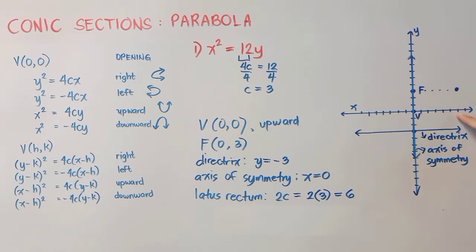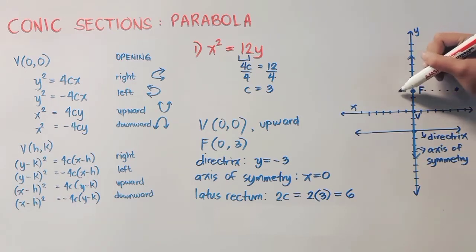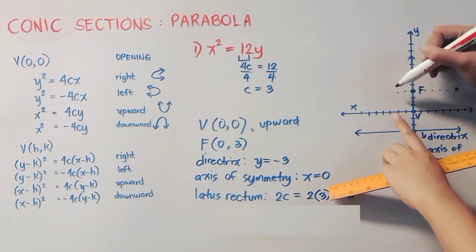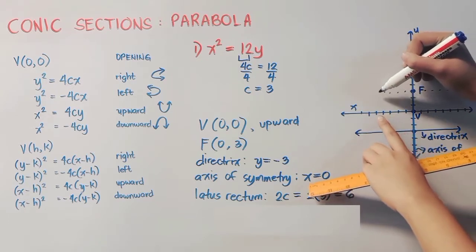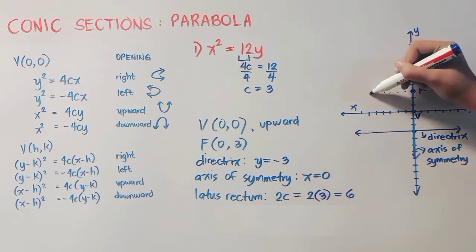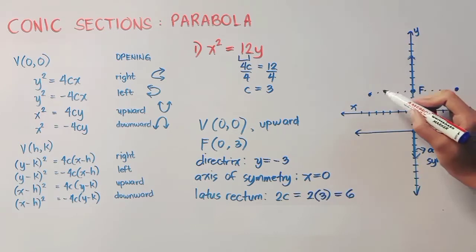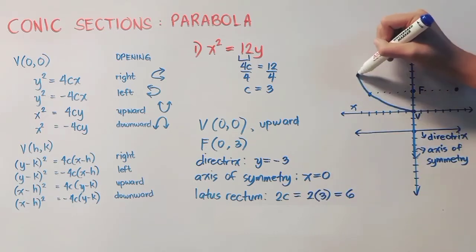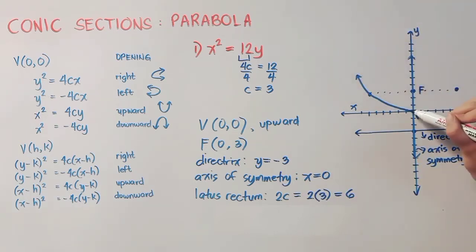It is 6, 3. 6 units to the other side: 1, 2, 3, 4, 5, 6. That's -6, 3. Now we just have to create a parabola from the vertex going to the endpoints of the latus rectum, and this is our graph.